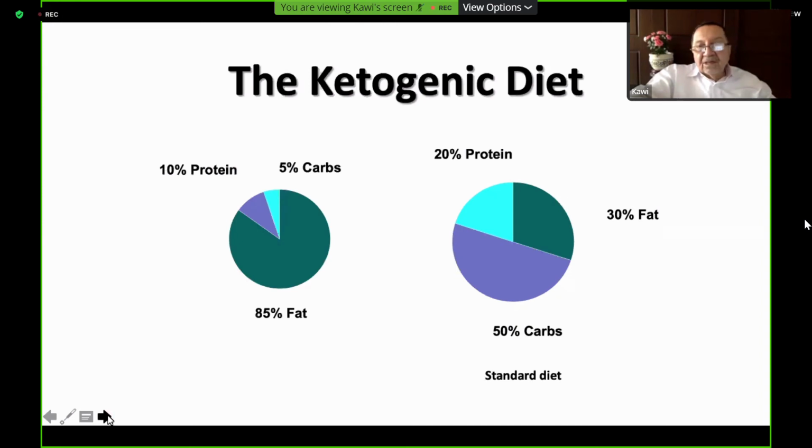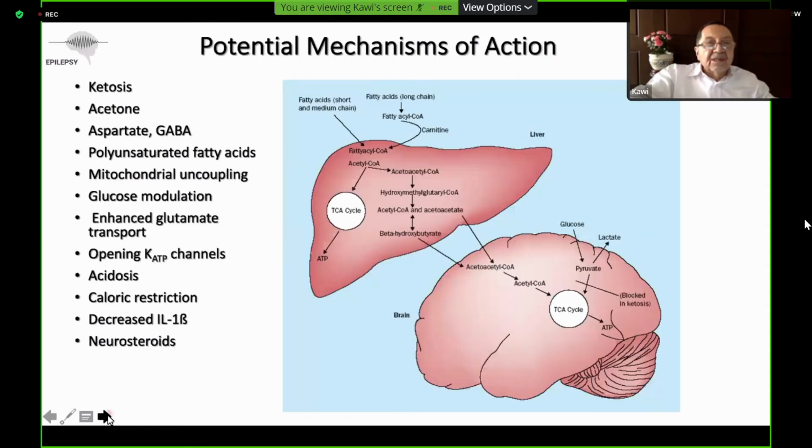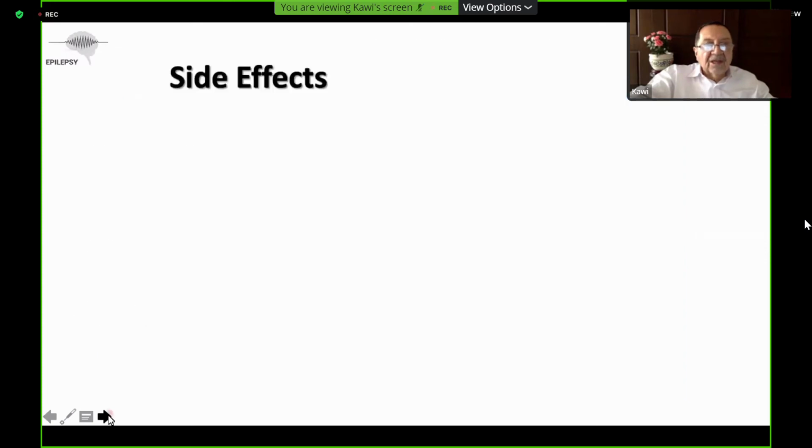The ketogenic diet has 85% fat, only 5% carb, and 10% protein. What it does, it increases certain chemicals such as acetone, aspartate, GABA, unsaturated fatty acids, and so on. And these might have a sedating function over the brain, especially the tricarboxylic acid cycle, which is necessary for generating brain waves and generating epileptic activity.